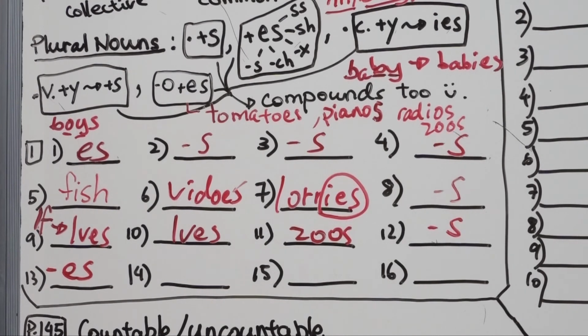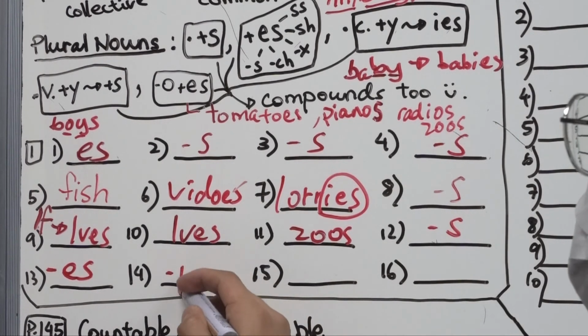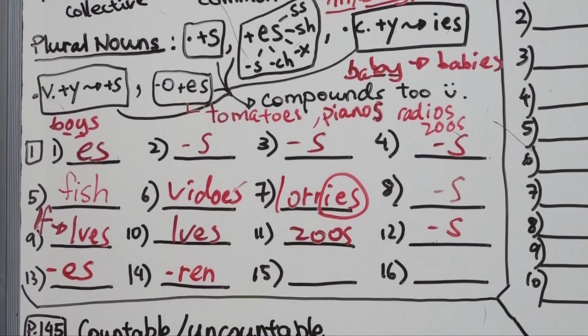Child. Right, child is one, right? It's children, okay? So R-E-N. Now these are what we call irregular nouns, okay? Irregular nouns, where we have to kind of change the word a little bit. All right, we changed the word.